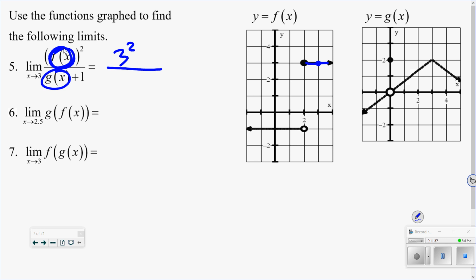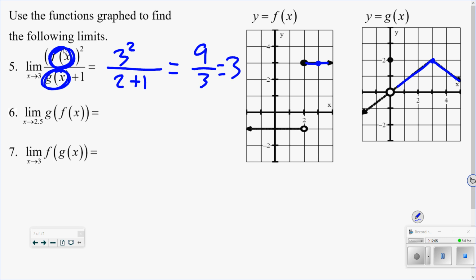Next I'm going to find the limit as x approaches 3 of g of x. So I come over to g of x. As I get closer to 3 right there, this graph is getting closer to 2 as I come from the left side and 2 as I come from the right side. So the limit as x approaches 3 of g of x is equal to 2. So we put the 2 down there, plus 1. And we just worked that out: 3 squared is 9, 2 plus 1 is 3. So the answer would be 3.